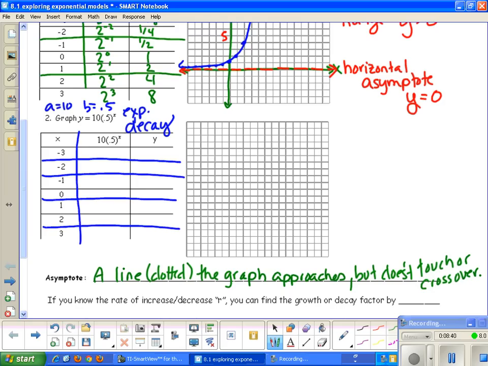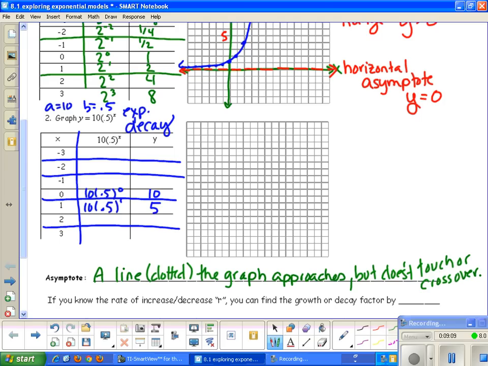So we're just plugging these values in. So if I have 10 times 0.5 to the 0 power, that's going to be equal to, so 0.5 to the 0 is 1, and 1 times 10 would be 10 because we have a value in front. If I plug in 1, then I would have 10 times 0.5 to the first power, so 0.5 to the first power is 0.5 or a half, so 10 times a half would give me a value of 5 because you're dividing 10 by 2.